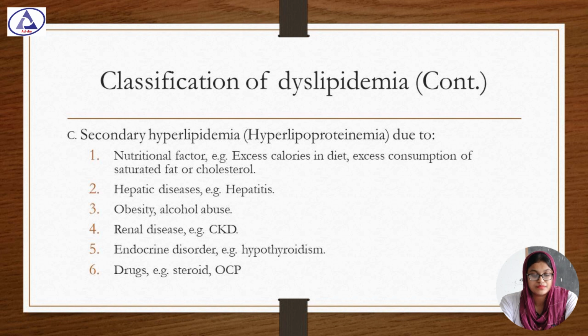Now, come to the secondary hyperlipidemia. It is due to nutritional factors, for example, excess calories in diet, excess consumption of saturated fat or cholesterol. Hepatic diseases, example, hepatitis, obesity, alcohol abuse. Renal disease, example, CKD. Endocrine disorder, example, hypothyroidism. Drugs, steroid, oral contraceptive pill.